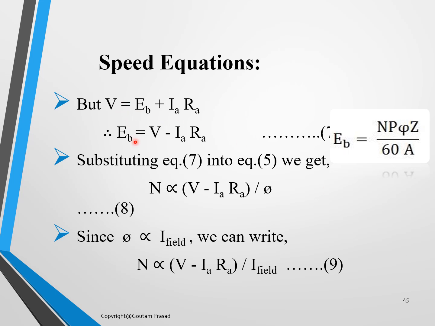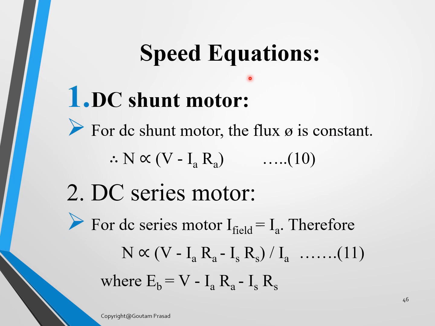Now, Eb happens to be equal to V minus IaRa, as derived from this equation. Now, N becomes directly proportional to this V minus IaRa upon phi. So, phi is directly proportional to I field current. We can write N is directly proportional to V minus IaRa upon I field. So, this is the ultimate equation here. In the case of the DC shunt motor, N is directly proportional to V minus IaRa because flux is constant in this case.